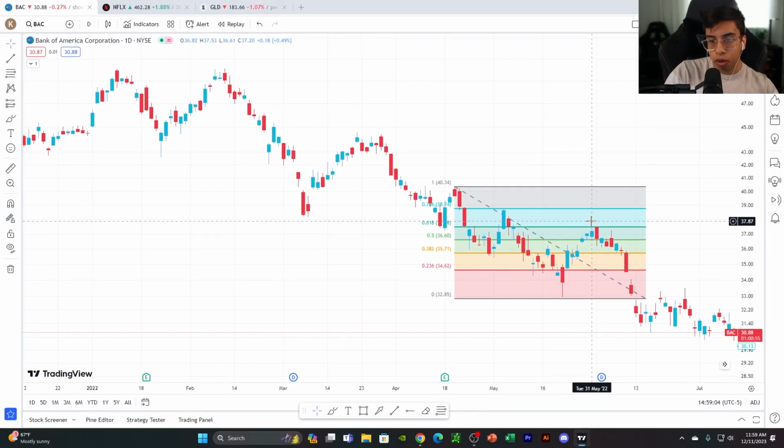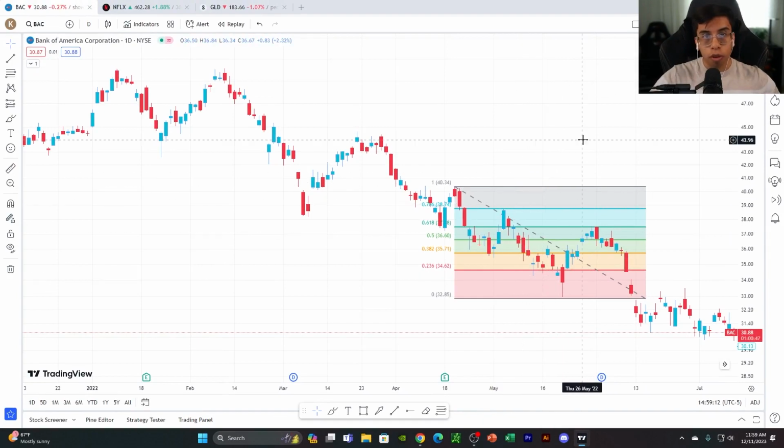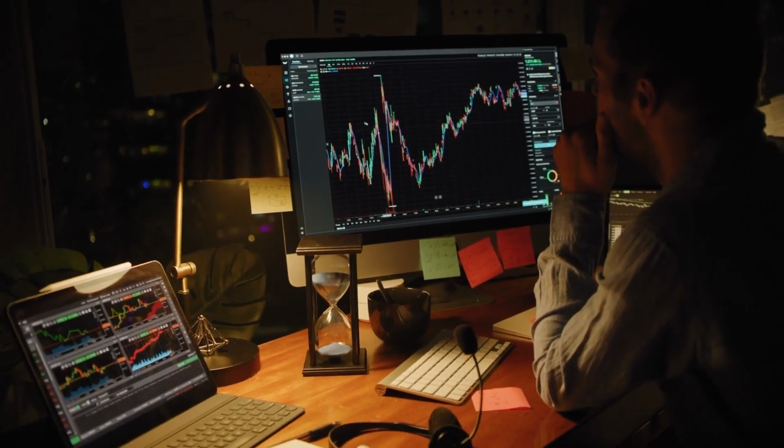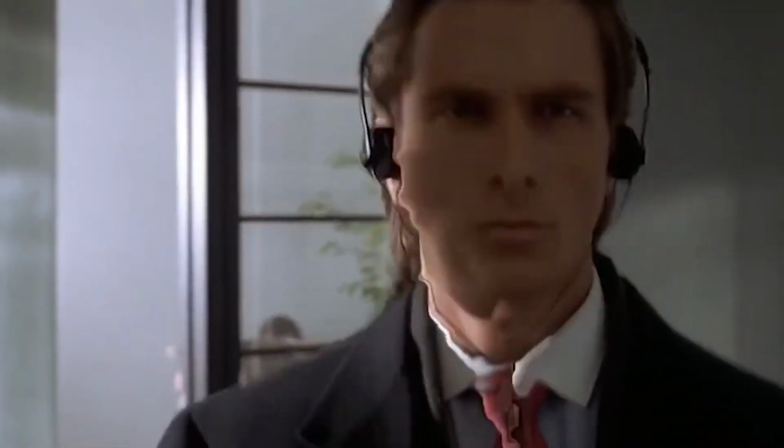This is a great indicator to use for reversal indications. So that's the power of using Fibonacci retracement levels. And the great thing about this indicator is that you can use it in stocks, in crypto, forex, futures, whatever. You can use this in any charts, and you see how powerful it is.